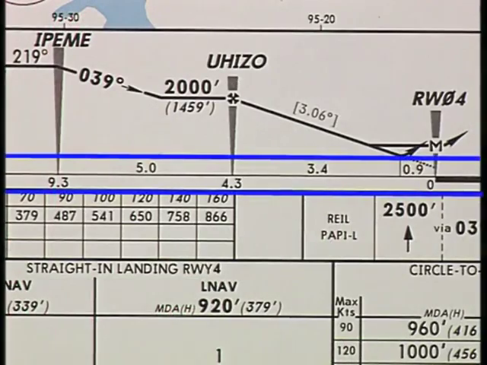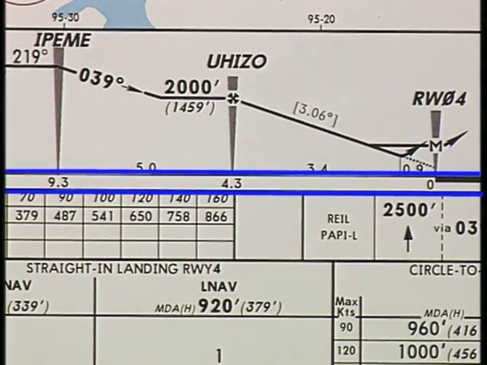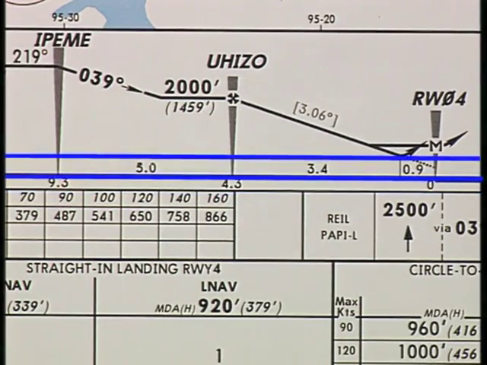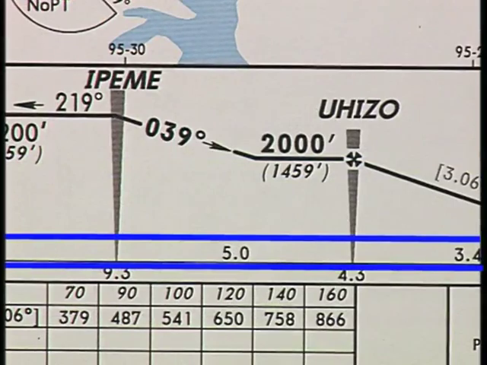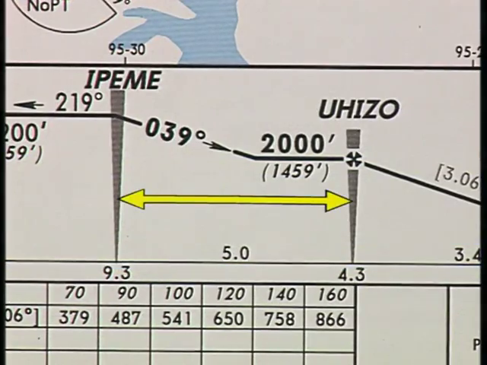Two sets of numbers indicating distances expressed in nautical miles may be located near the bottom of the profile view. The numbers below the line relate to the distance from the landing threshold. Those numbers above the line represent nautical mileage between fixes. In this case, the distance between Ipami and Uhizo is 5 nautical miles.